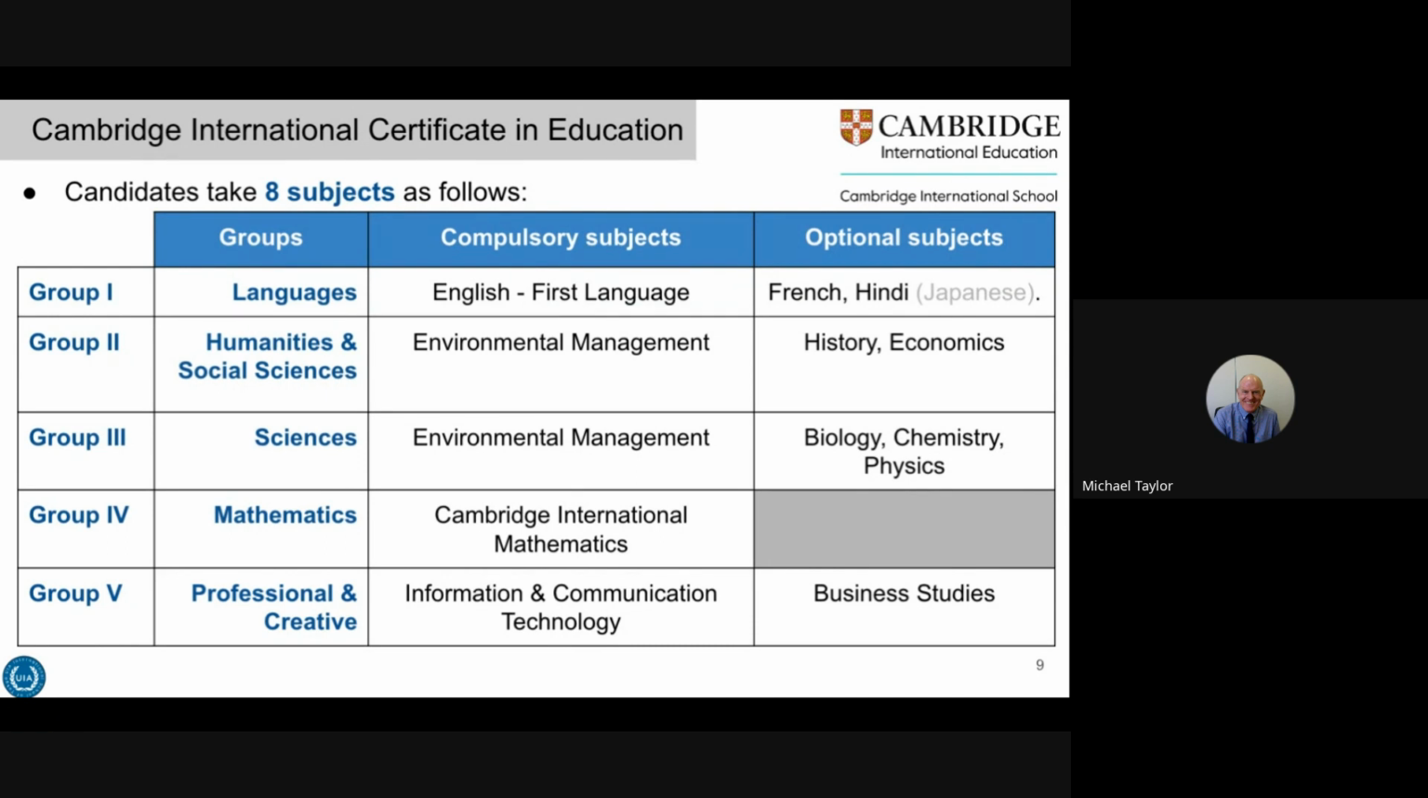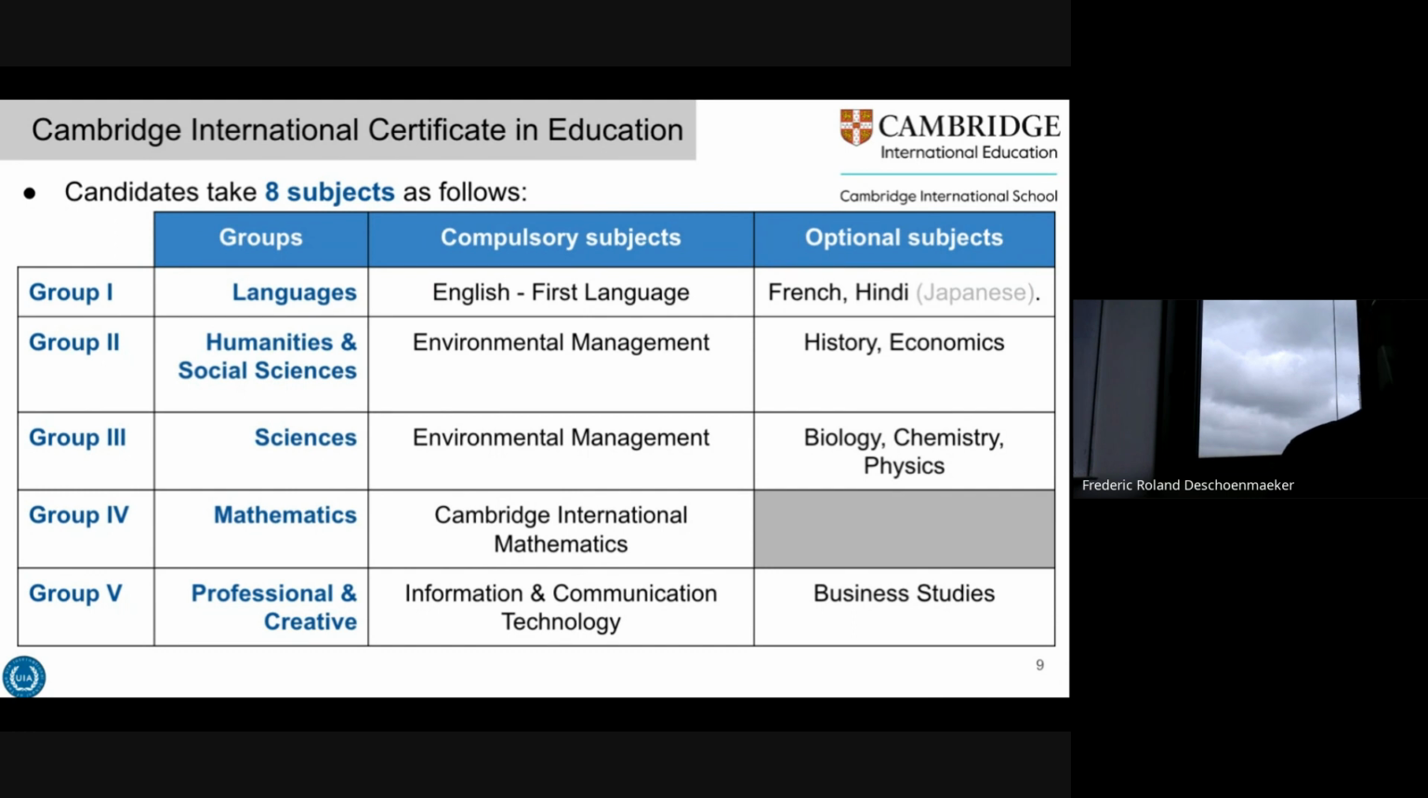Can Kikugo students take IGCSE certification in Japanese? Again, as I spoke about earlier, it is Japanese as a foreign language. It's not Kikugo, which is a second language. So no, the students in Kikugo will not be able to sit IGCSE certification. Any other questions, folks? All right, we'll give people a little bit of time to have a think.